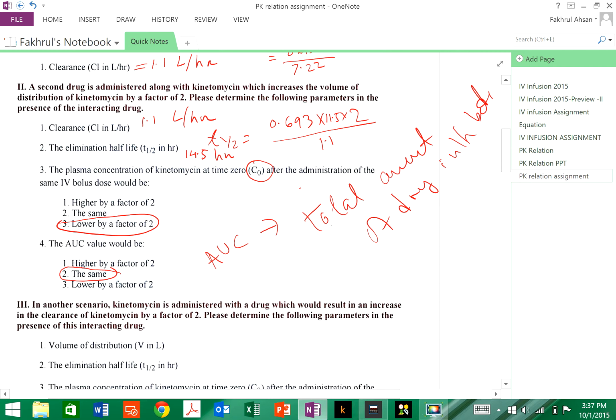So to summarize again, initial concentration is going to decrease by a factor of 2 because volume of distribution has increased. When volume increases, concentration is going to decrease. But AUC does not change because AUC reflects the total amount of drug in the body. AUC, if you remember, we calculate everything. So AUC does not change. That's why it's going to remain the same.